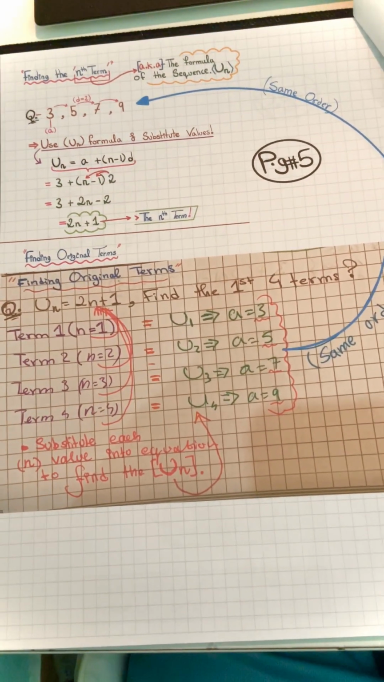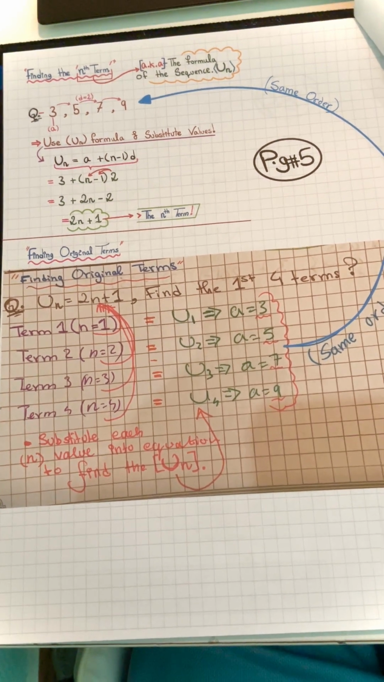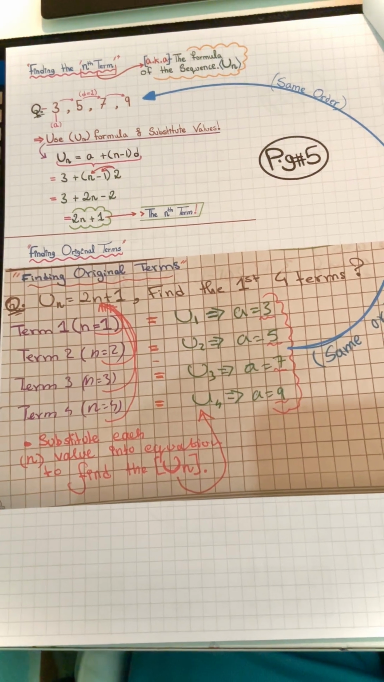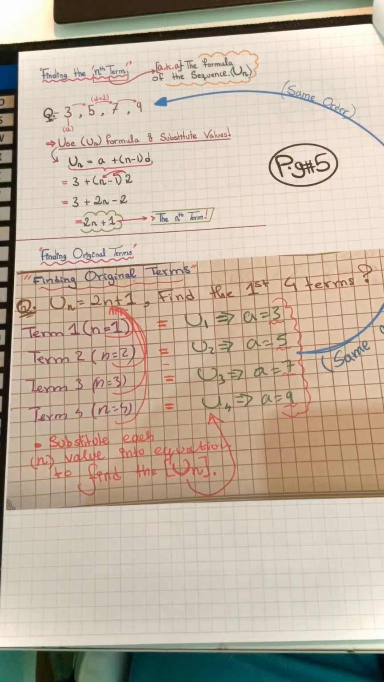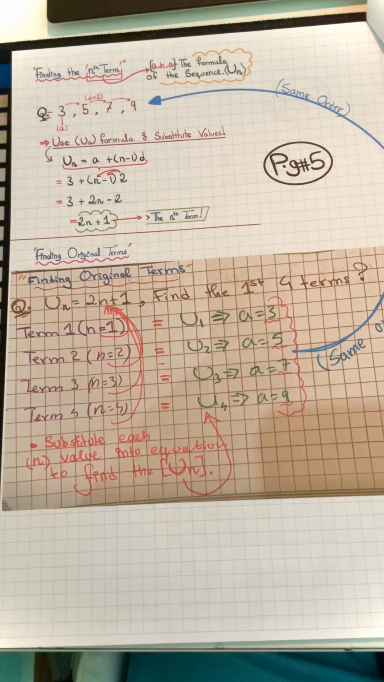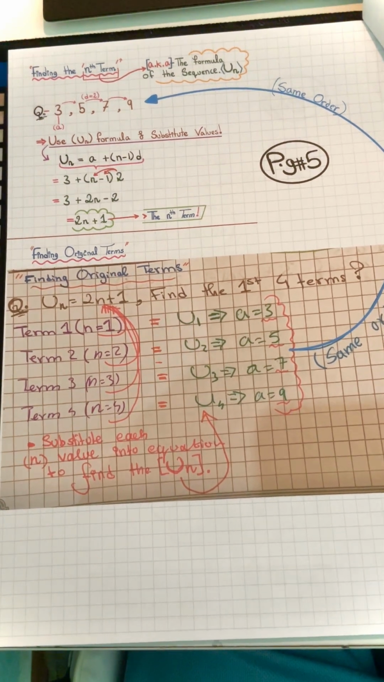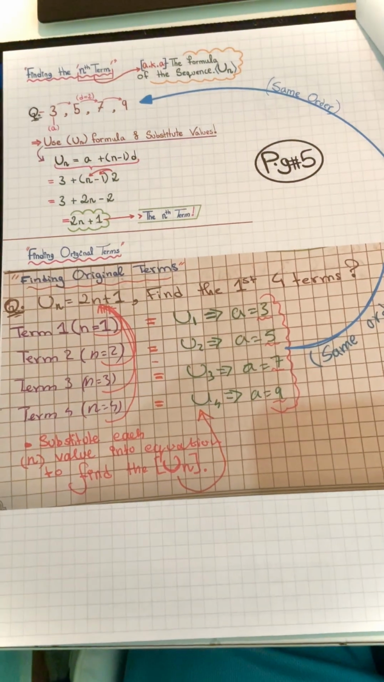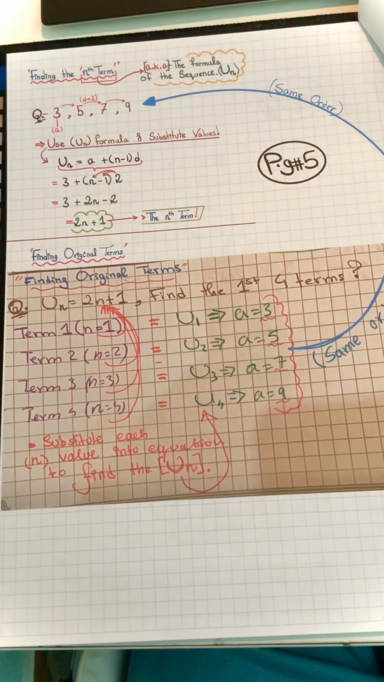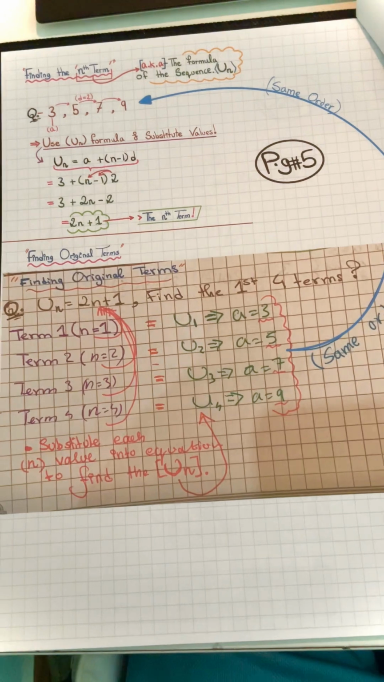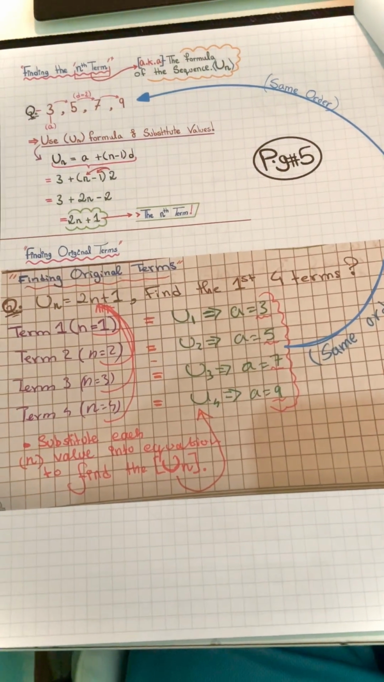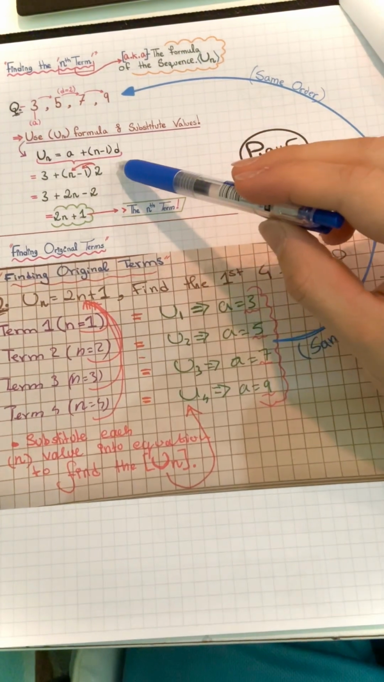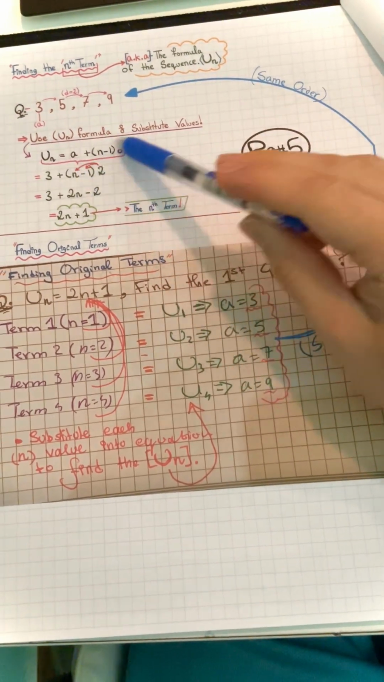Okay? Now we'll look at how to find the nth term. Before, we were looking at how to use the formula. Now let's look at how to find the nth term. The nth term is basically the formula of the sequence. So we're going to use the same question, 3, 5, 7, 9. We know that the difference is 2, and we know that the first term, a, is 3. Use the Un formula and substitute the values. So the nth term, okay? Un is equal to a plus n minus 1 times d. This is the formula that we took.